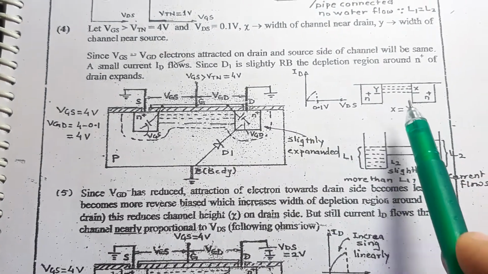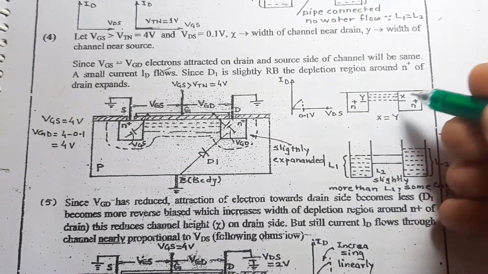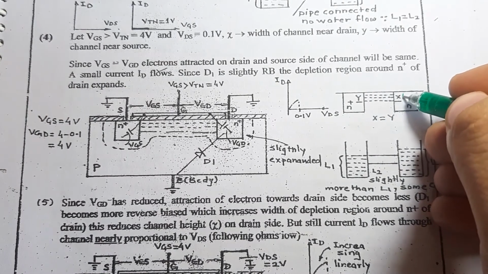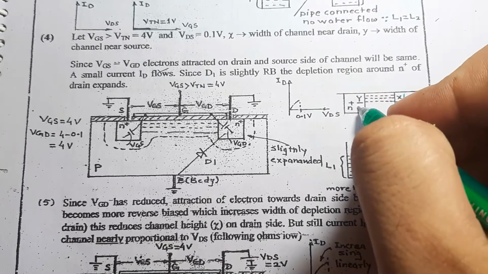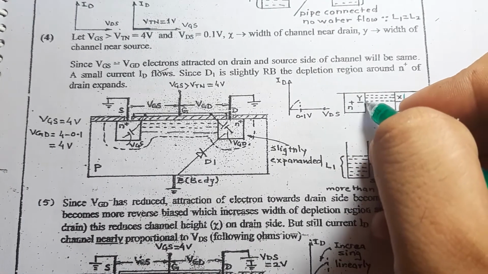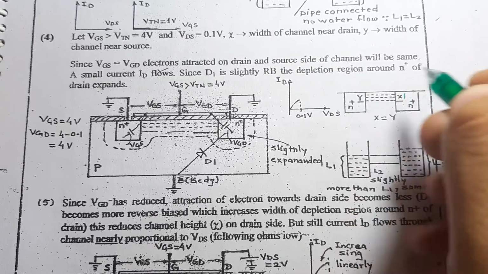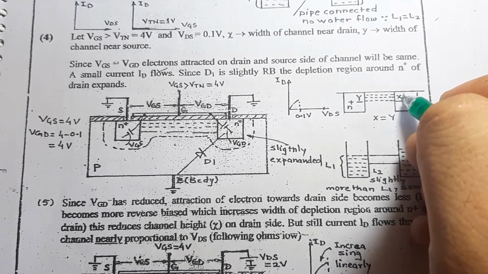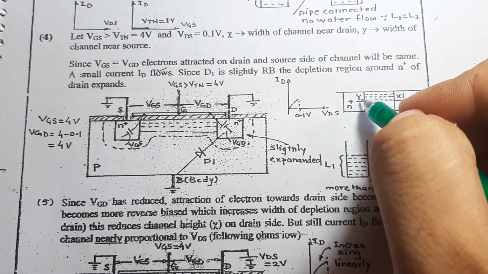Now if you look at this diagram, your X is the depth of the channel inside the N part on the drain side, and Y is the depth of the channel on the source side over here. So X is nothing but the width of the channel near the drain, and Y is the width of the channel near the source over here.